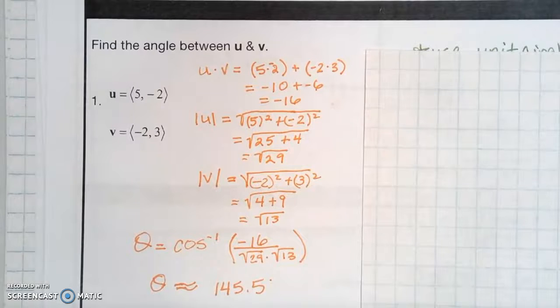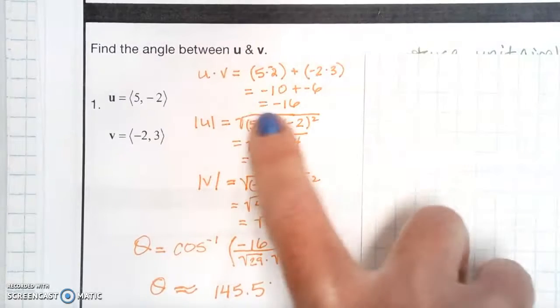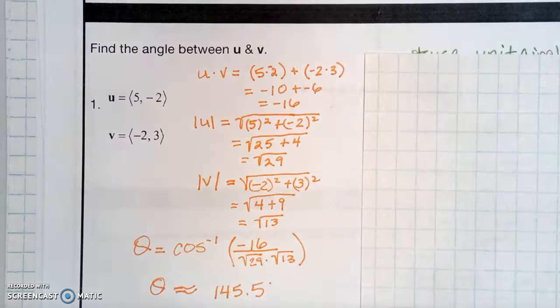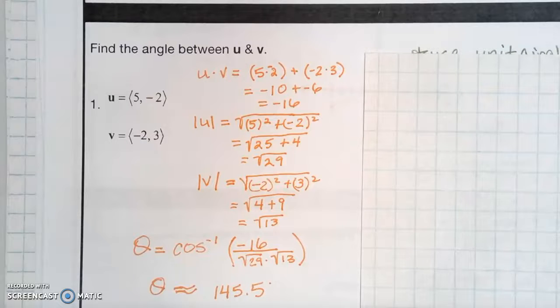Okay? So to get the dot product, we want to take the first value of vector u times the first value of vector v. Then we're going to take the second value of vector u times the second value of vector v. Multiply those, right? Positive 5 times -2 is -10. -2 times 3 is -6. Then we add those two together to get -16. That -16 is what's going to plug in down here when we go to calculate it with our calculator.